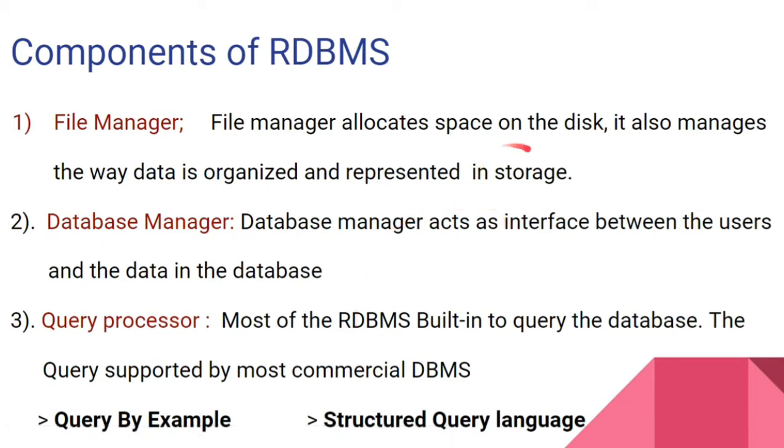So what is the file manager? The file manager allocates space on the disk. It manages the way data is organized and represented in storage. From the name we can easily tell that the file manager allocates space on the disk for the data. So it specifies how the data is organized on the disks and how the storage is represented. In the file manager we have the organization and the architecture of how data is assigned and how data is stored in the storage devices.